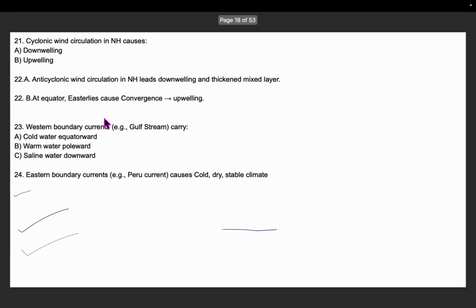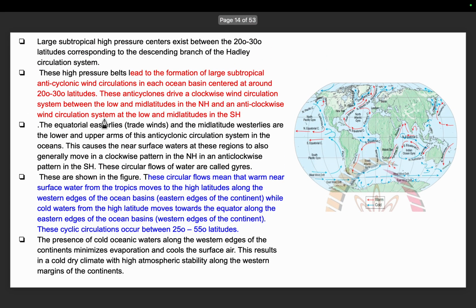Next, I should discuss this now. So the large subtropical high pressure center, we know, exists between 20 to 30 degrees latitude, corresponds to the descending branch of the Hadley circulation system. Because we know that at the equator there is the upward branch of the Hadley cell and the lower branch of the Hadley cell is at 20 degrees to 30 degrees latitude.